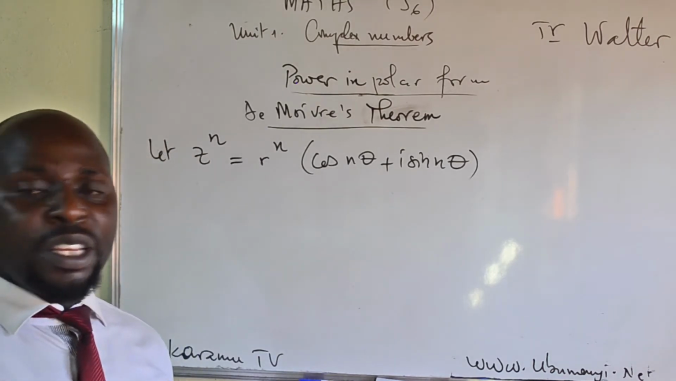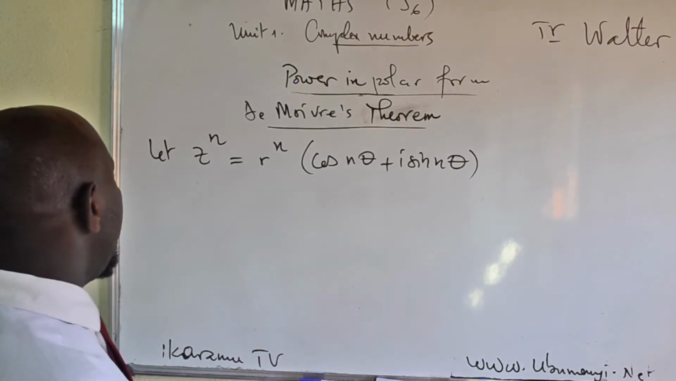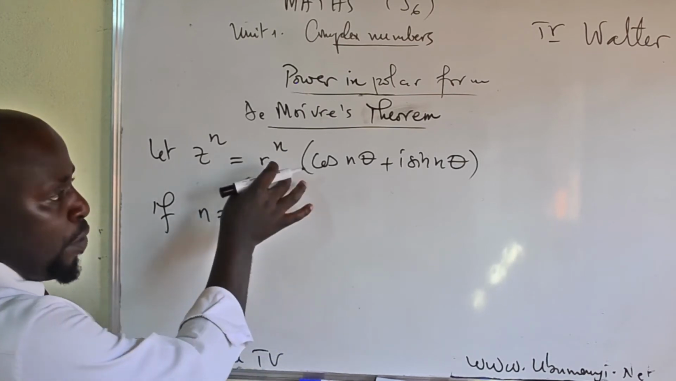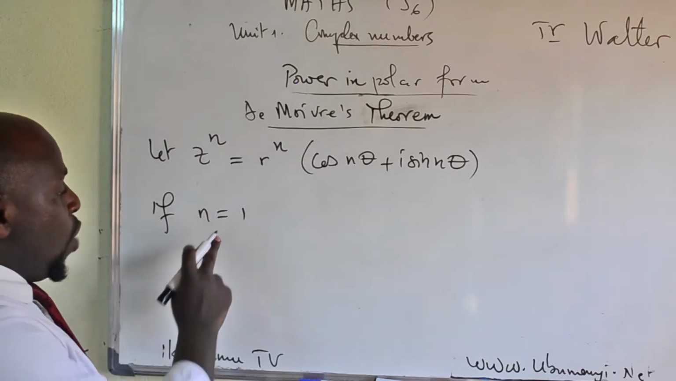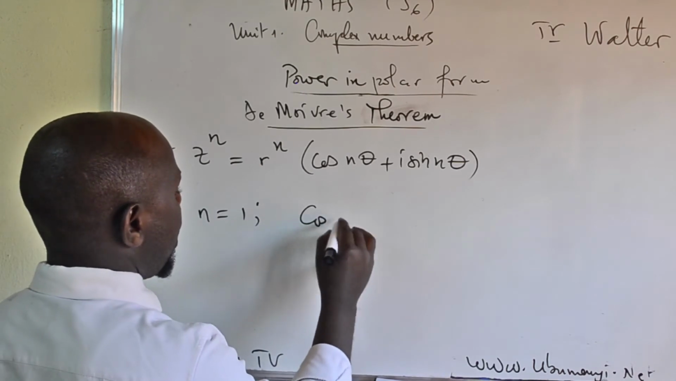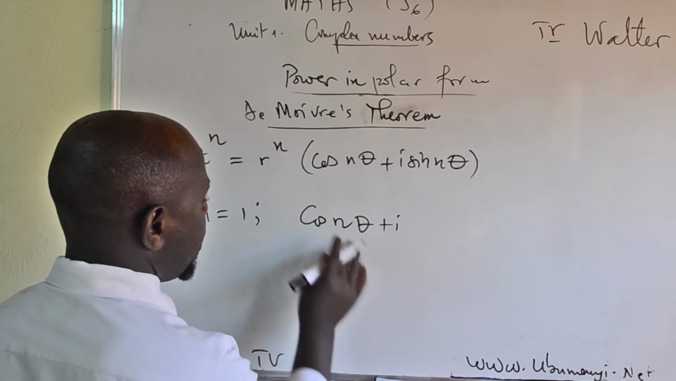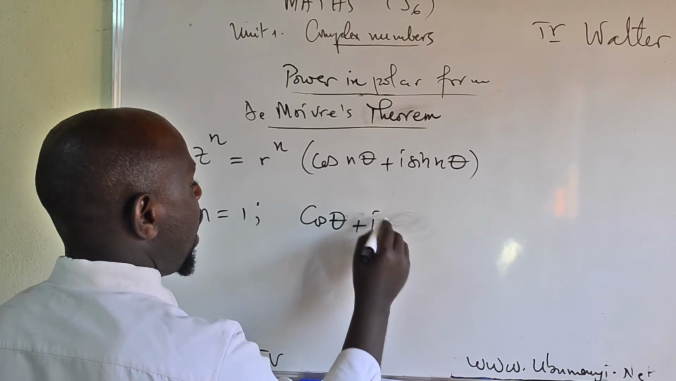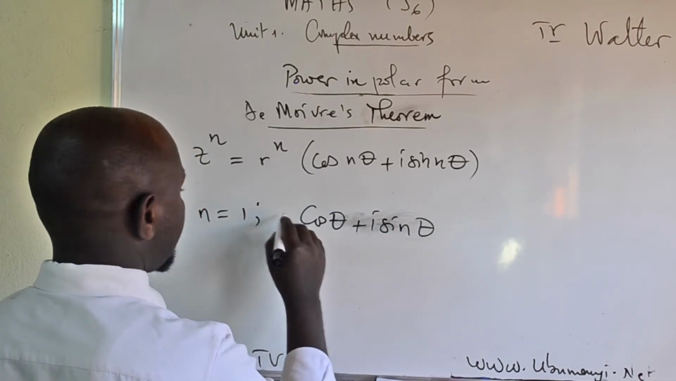Now, how do we find De Moivre's formula? The formula or the theorem of De Moivre, how do we find it? It is when n equals 1 in this formula. In this formula z power n, if n equals 1, what do we get? We get cosine theta plus i sine theta.